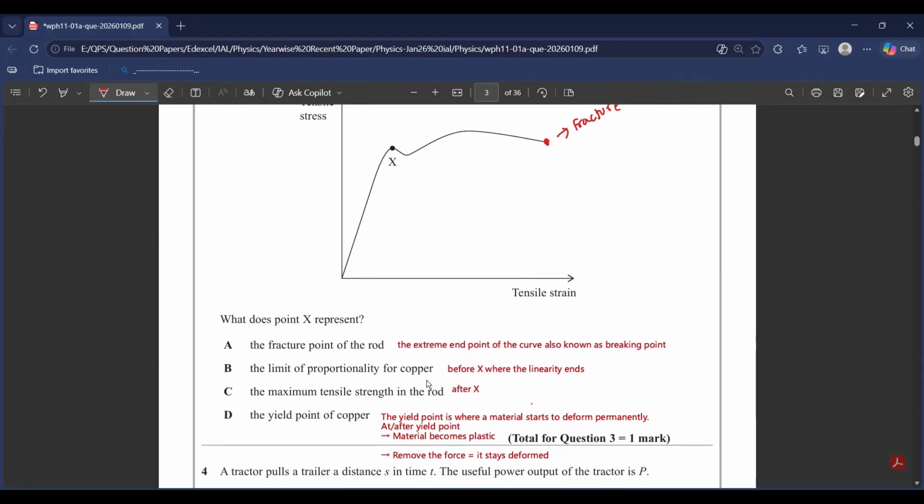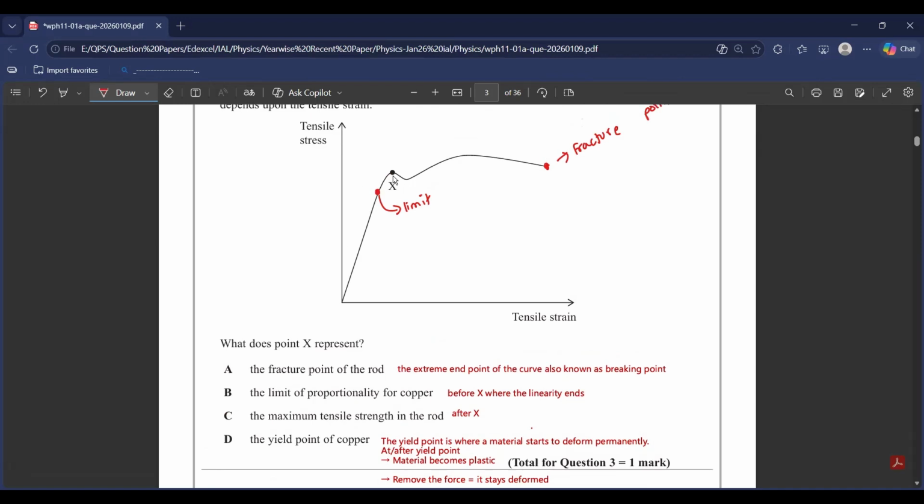Then it says the limit of proportionality. Okay, the limit of proportionality ends where the proportionality ends. This is a straight line, and I think the proportionality ends almost here. So this should be my limit of proportionality, which is way before X. So X cannot be the limit of proportionality. Number C says the maximum tensile strength of the rod. The maximum tensile strength is after X, not at X, right? This is the maximum point. Number D says the yield point of the copper.